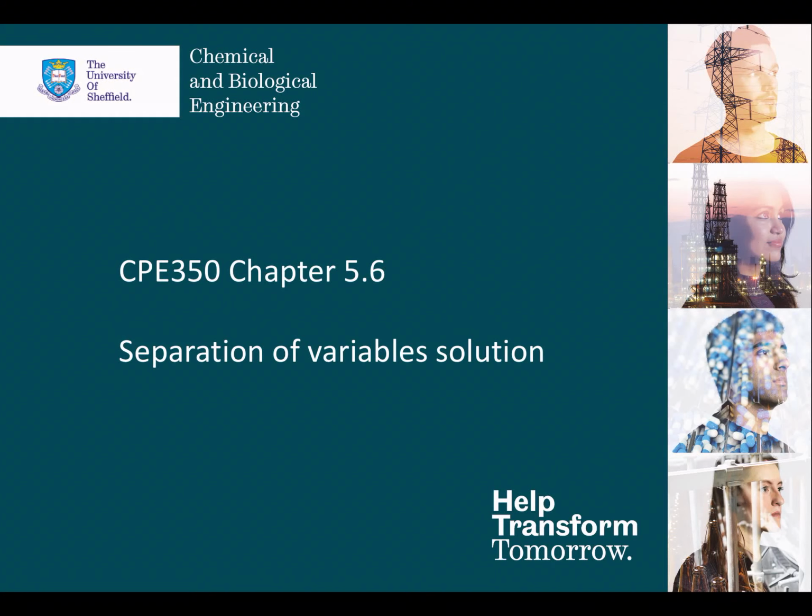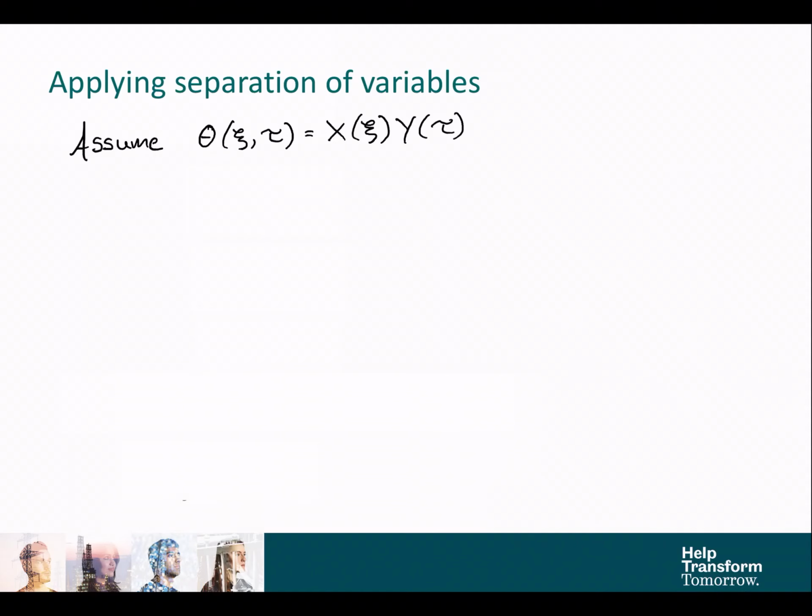Welcome to chapter 5.6. We're going to work through the separation of variables solution for our one-dimensional transient heat transfer problem. So, just a reminder, our governing differential equation at the last step had been non-dimensionalized to this form, where we've got the second derivative of theta with respect to xi equal to the first derivative of theta with respect to tau.